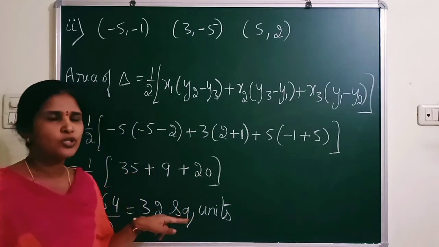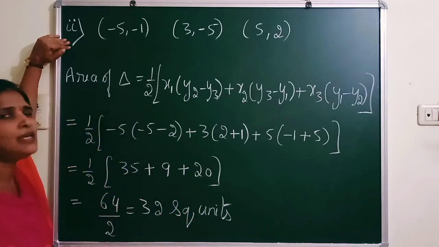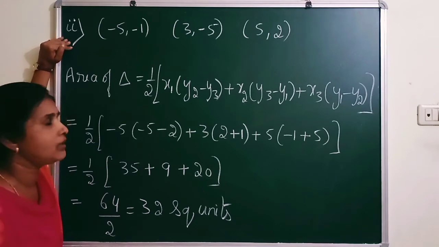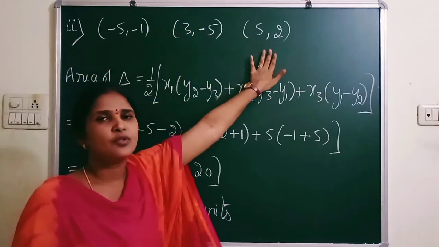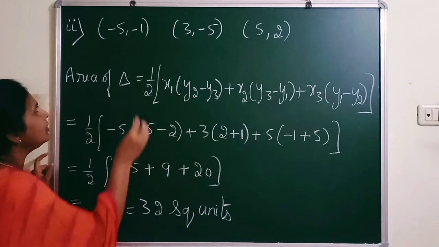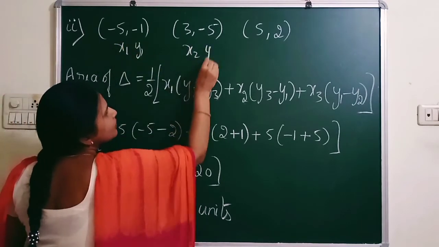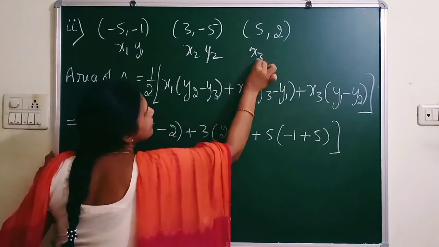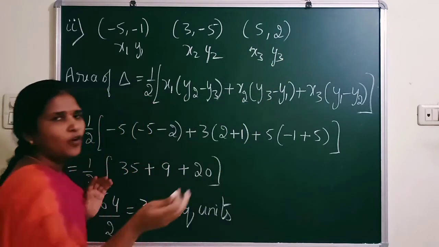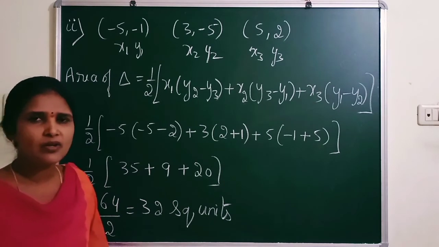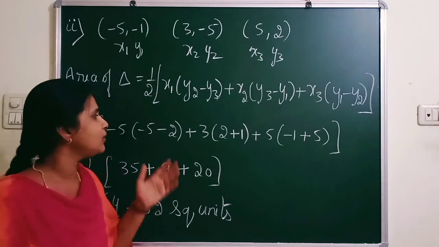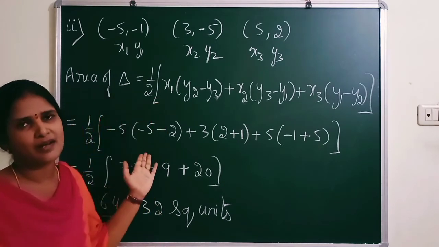There is one more question, that is question number 2. Again it is asking to find the area of triangle. So 3 vertices are given. So we have to find the area of this triangle. What is this? x1, y1, x2, y2 and x3, y3. And write the formula. Without formula also you can do, I said already, but you should be thorough with the formula. Then only you can do, skip this formula and then write this step.